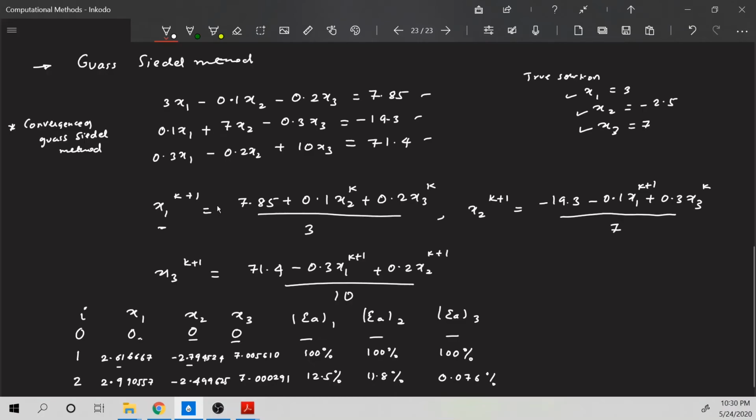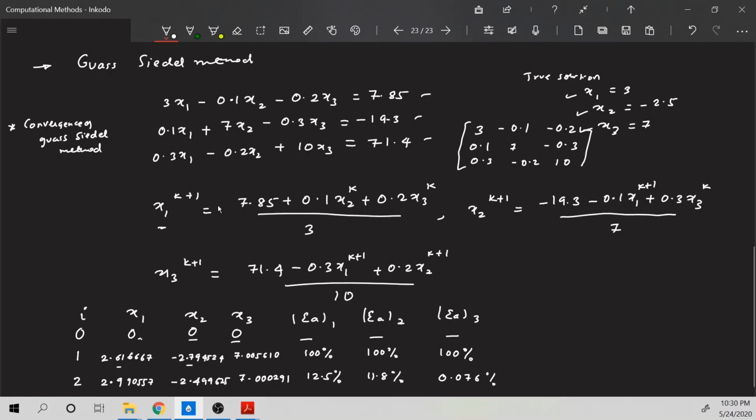Now understand one thing, this is very important. To guarantee convergence, the matrix should be diagonally dominant. Now what do I mean by diagonally dominant? When I write this in matrix form, this is 3, minus 0.1, 0.2; 0.1, 7, minus 0.3; 0.3, minus 0.2, and 10.